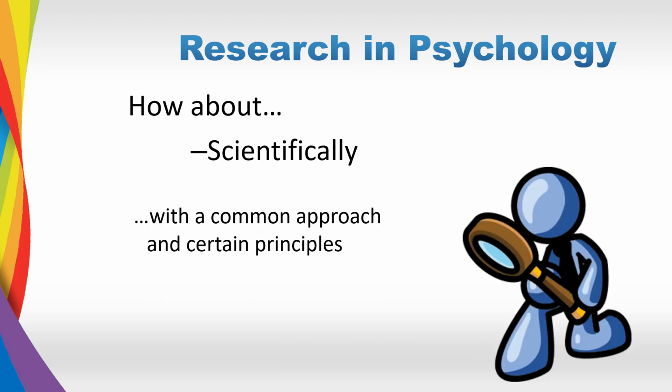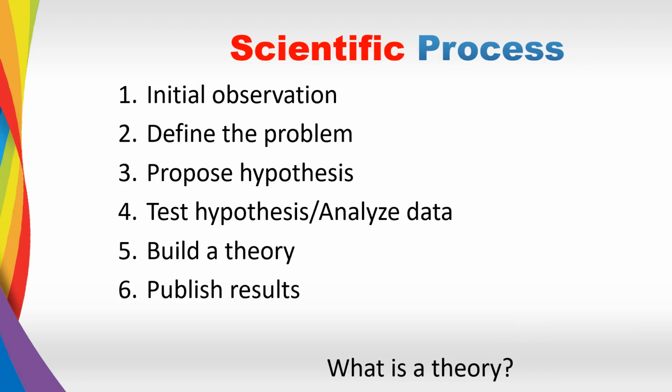All right, so what do we do then? How do we get answers? How about scientifically? So we come up with a common approach with certain principles. And that's where most people in younger grades learn about something called the scientific method. And so that's basically what we're going to go over. You've probably learned this in 4 steps, 5 steps, 6 steps, depending on who's teaching it. The steps are usually the same.